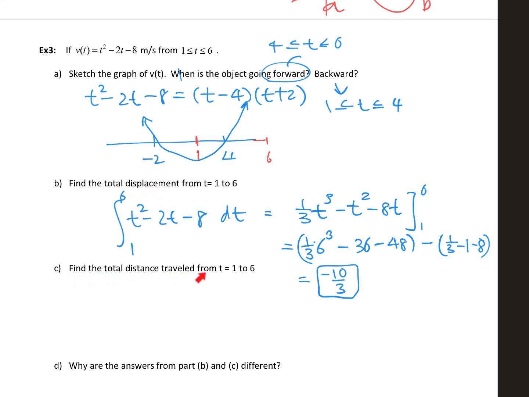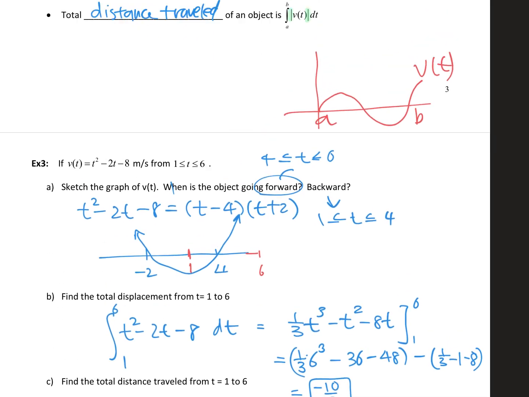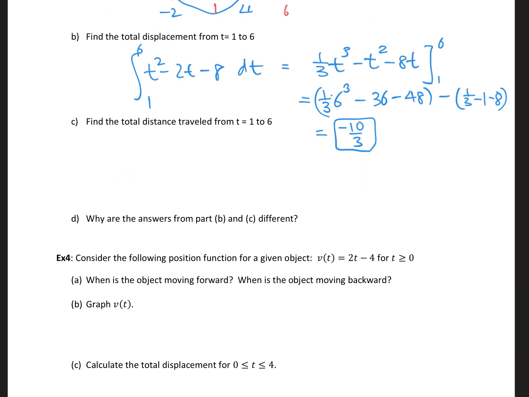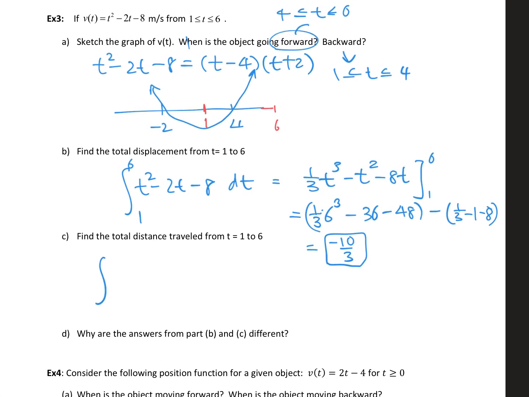It says find the total distance traveled from 1 to 6. For that one, I have to split my integral, because to do that, I have to basically look at the absolute value, right? So I'm going to split where it's positive versus where it's negative. Because for absolute value, when the function is negative, I have to take the negative of that to make it positive. So the very first question is when is my graph negative. From 1 to 4, v is negative, right? So this is what I'm going to do.